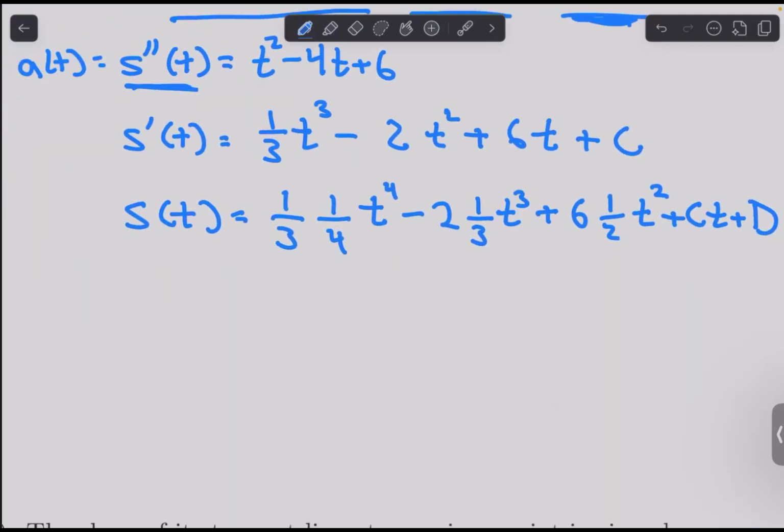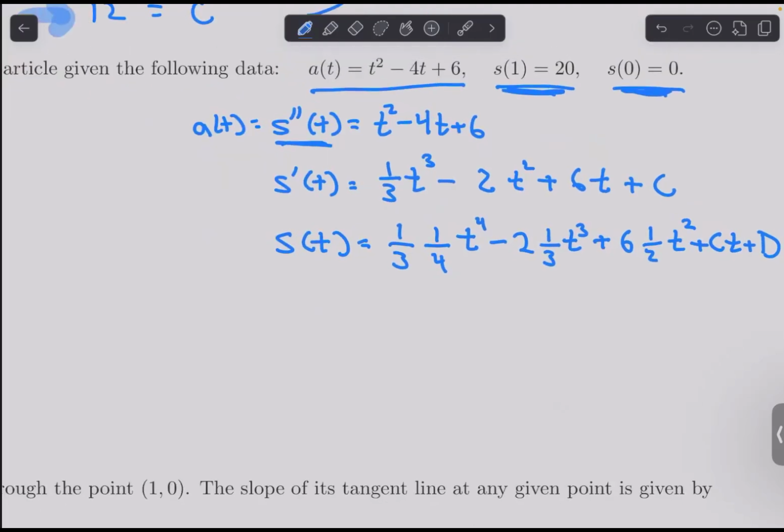All right, so now I have all of my antiderivative work. I could clean this up with a line, but I'll have opportunities doing that moving forward. I want to figure out what these unknown constants are, and I have two pieces of information. One is if I plug in 0, I get out 0, and the other is if I plug in 1, I get out 20. So let's go ahead.